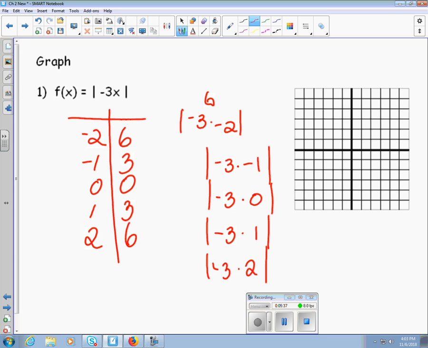So hopefully you see some symmetry in your particular problems. So 1, 2, 3, 4, 5, 6, just enough room. And again, use symmetry to help you graph the other side. And there's your absolute value. And that's my first particular graph.